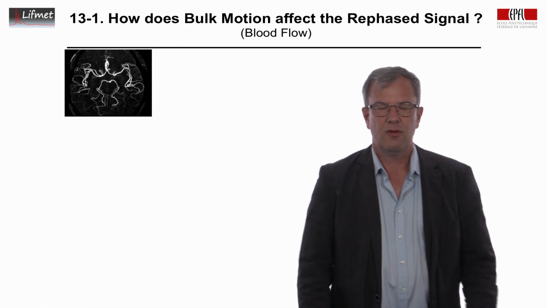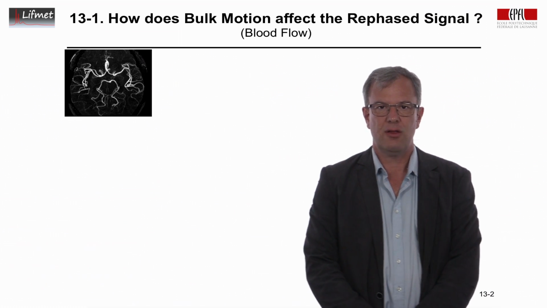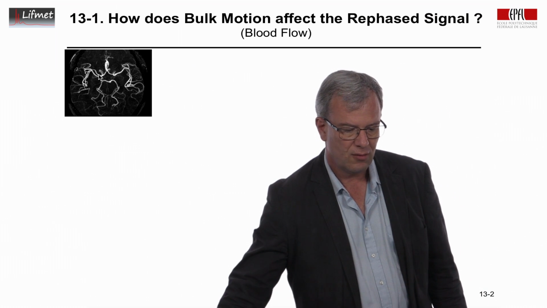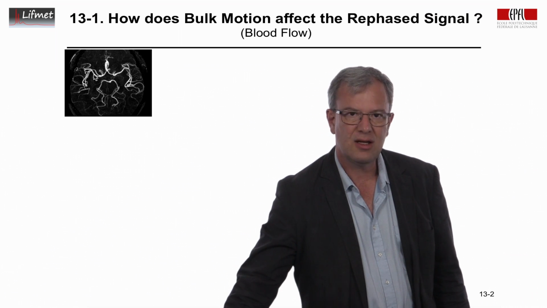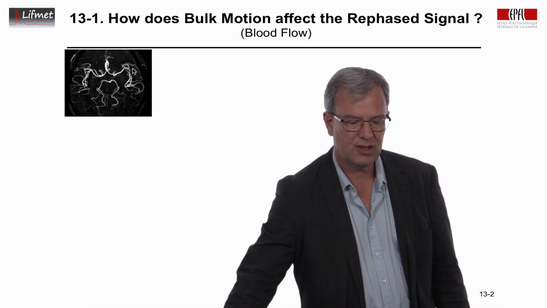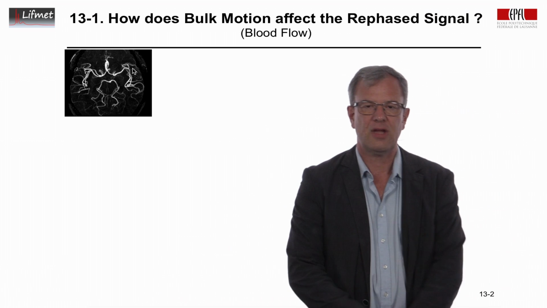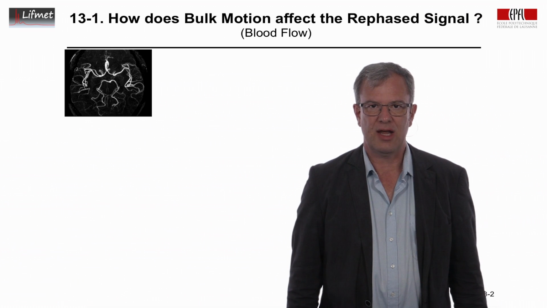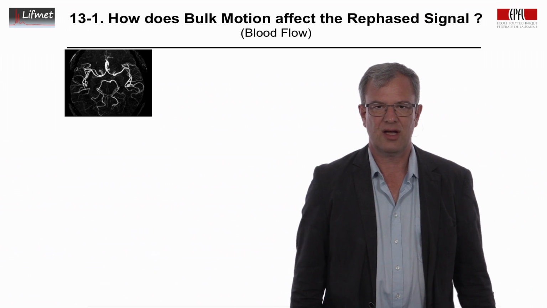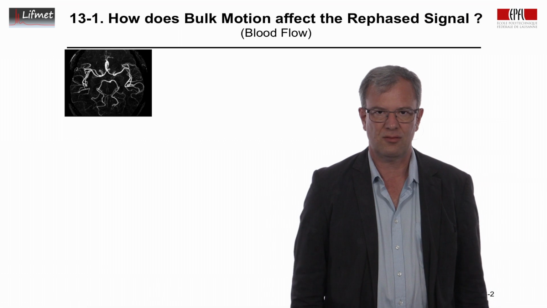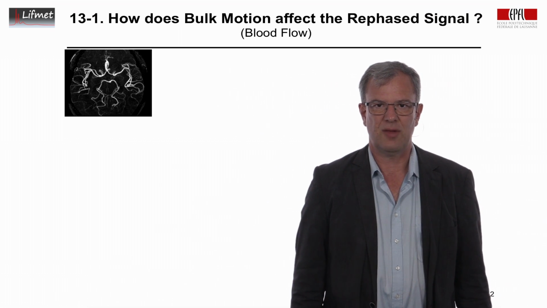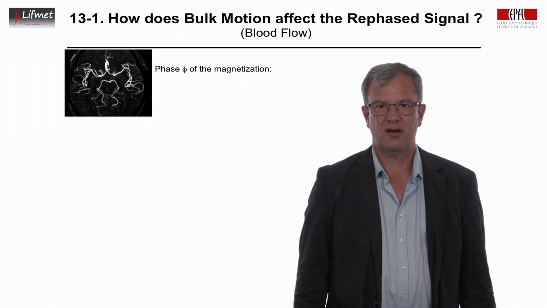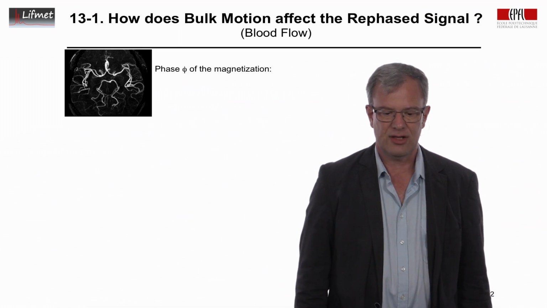So, what is bulk motion? What are we concerned with here, or what are we interested in? Here is an example of an angiogram. It's blood flow. We have the blood vessels depicted here. This is an MR angiogram, obtained completely non-invasively. A depiction of the blood vessels here in the brain. What is bright are the blood vessels, and the stationary magnetization, which doesn't move, has been suppressed from this image. So let's look at the phase of the magnetization to understand how this can be registered.